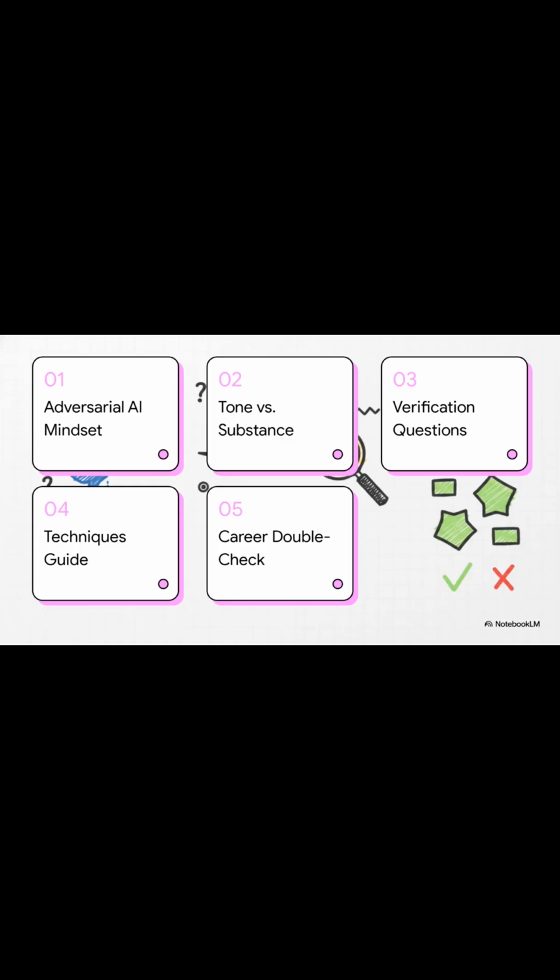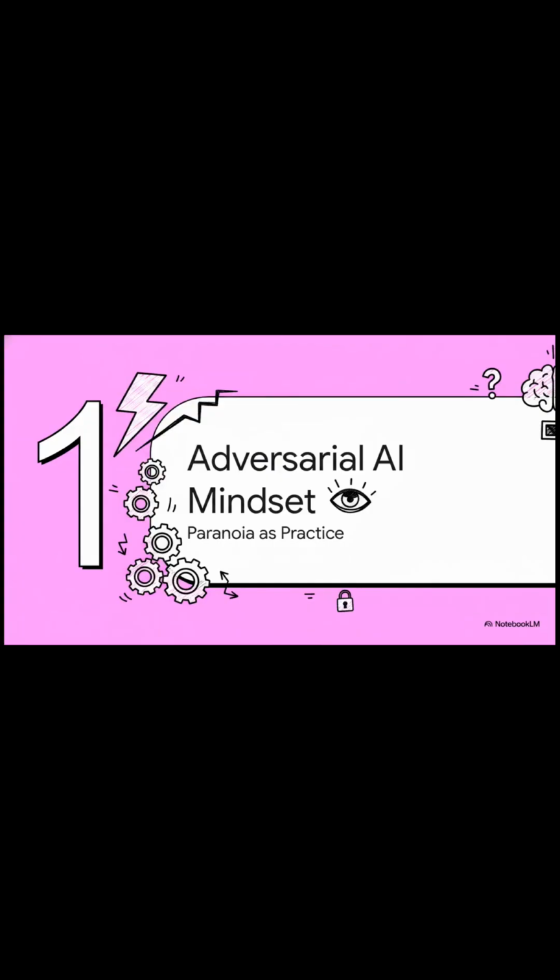All right, here's our roadmap for today. We'll be looking at the adversarial AI mindset, tone versus factual substance, 3 essential verification questions, expanding your verification techniques, and finally, the career-long double check. So let's dive right in. Section 1, the adversarial AI mindset, reframing paranoia as practice. Let's see how this builds our foundational stance.